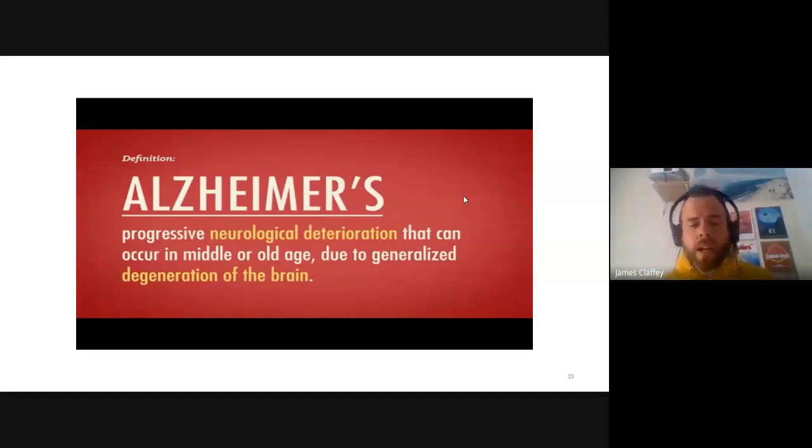And sadly, something like Alzheimer's, which is a neurological deterioration that can occur in middle or old age due to generalized degeneration of the brain. Okay, and that's when we start to see a slowing down of neurons. That's when we start to see myelin sheaths at a microscopic level being destroyed.